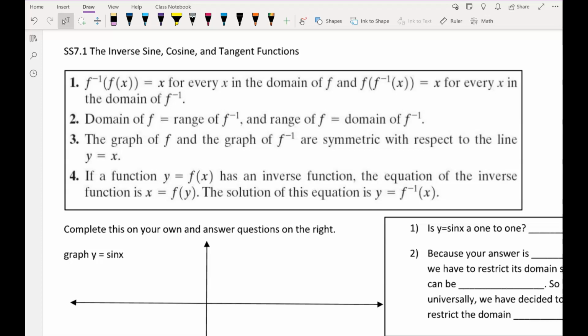So Carla, can you read our title to 7.1, hun? Perfect. Okay, it's the inverse.